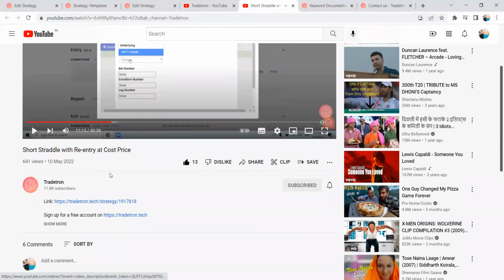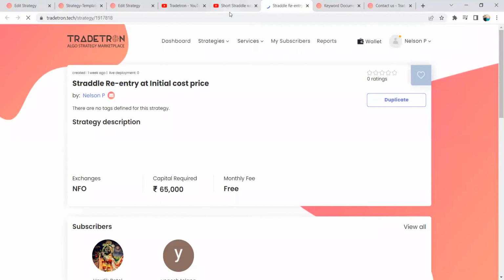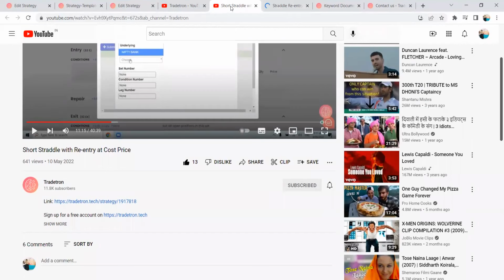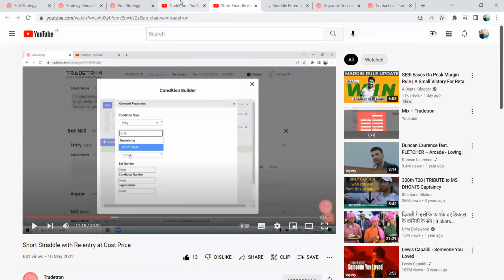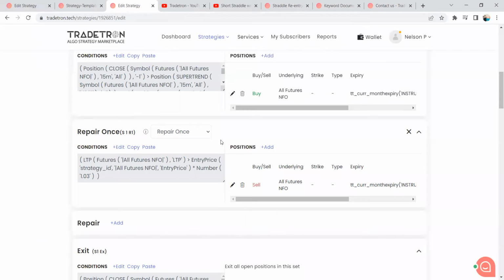Whatever was discussed over here, there is a link to duplicate this strategy. You can click on duplicate and use that particular strategy from there. Okay. Based on that, once you get an understanding of what parameters it is using and what it is doing, then according to that, you can keep on changing the parameters.